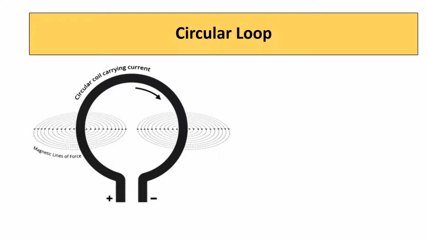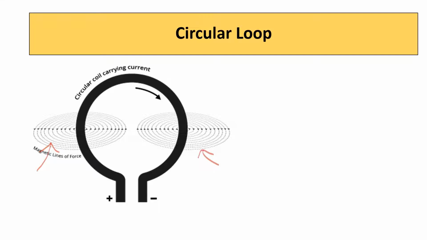Now, we are going to bend the straight conductor into a circular loop as shown in this diagram. Now pass an electric current through this circular loop. Electric current flows from the positive terminal to the negative terminal. When electric current passes through the coil, magnetic field will be produced around that coil. The direction of these magnetic field lines can be found using the right hand thumb rule, which we learned in our previous class.